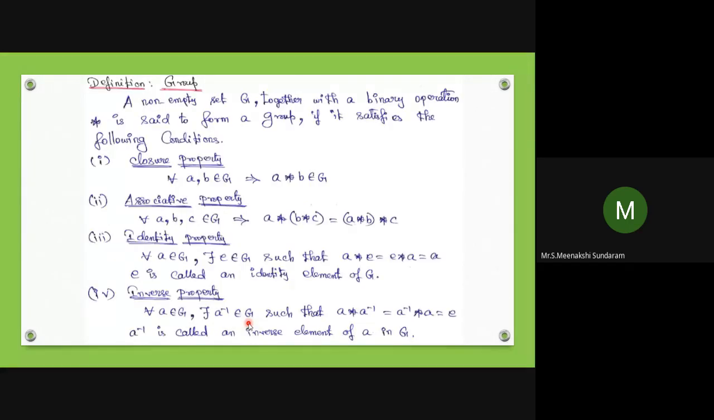Now come back to the definition of group. First, binary: we saw it has only one operation. For any two elements a, b, a star b should belong to the same set, and then we can say it is closure. So a star b belongs to G, closure. Associative, that is the semi-group condition: a star b star c equal to a star b star c. That is associative.